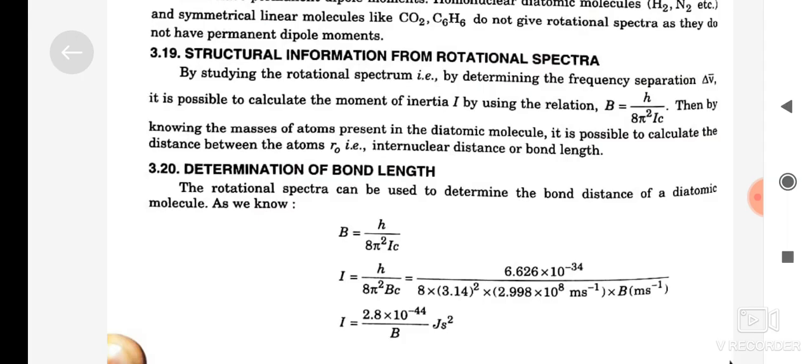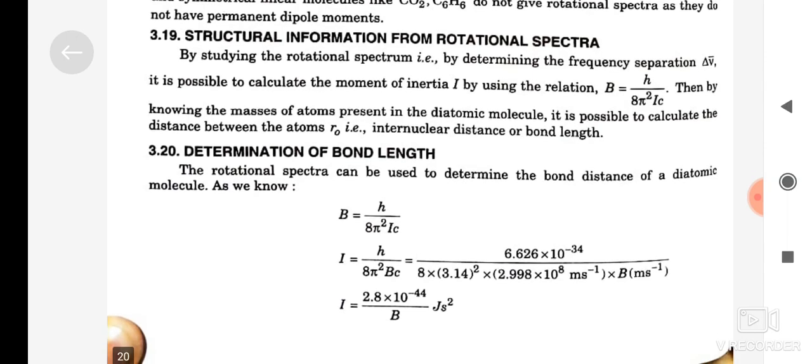Structural information from rotational spectra. By studying the rotational spectra, for example by determining the frequency separation Δν̄, it is possible to calculate the moment of inertia I by using the relation B = h/8π²Ic. Then by knowing the masses of the atoms present in the diatomic molecule, it is possible to calculate the distance between the atoms, r₀, for example the internuclear distance or bond length.